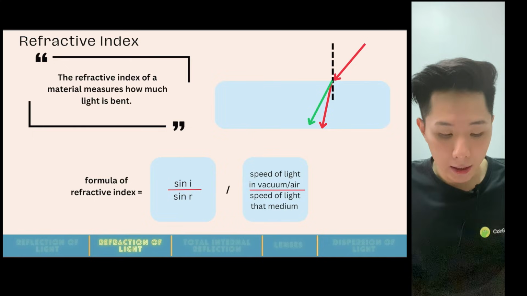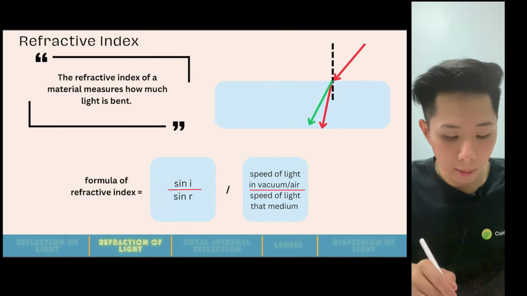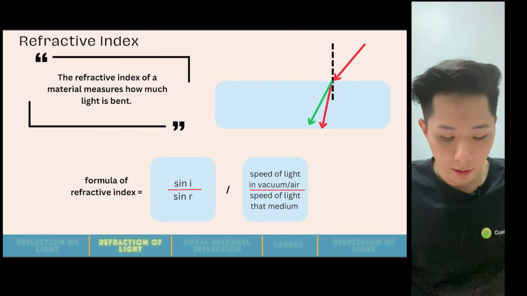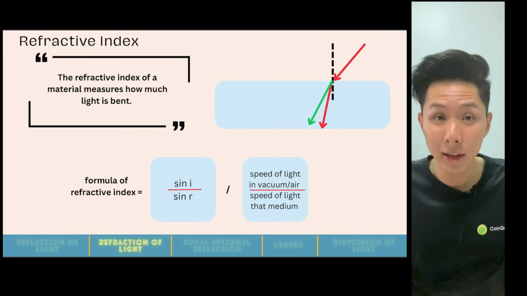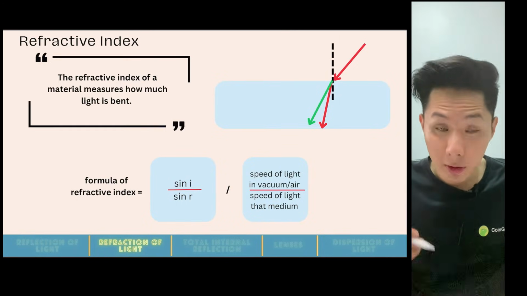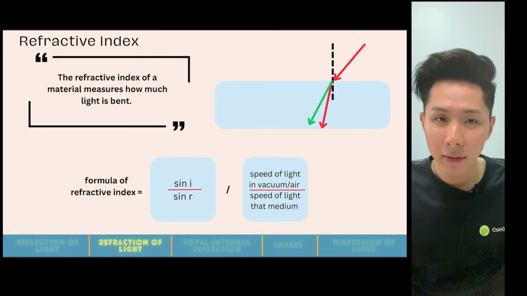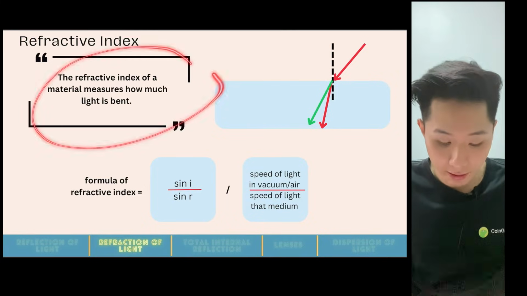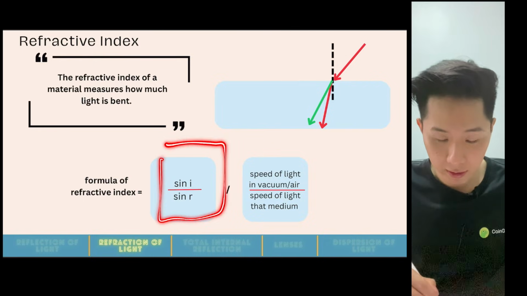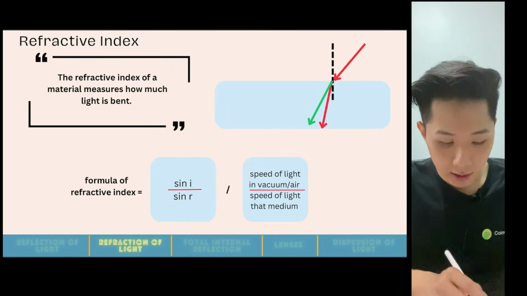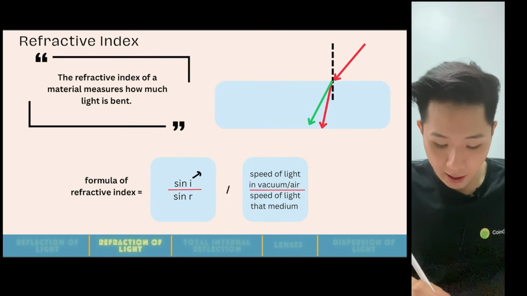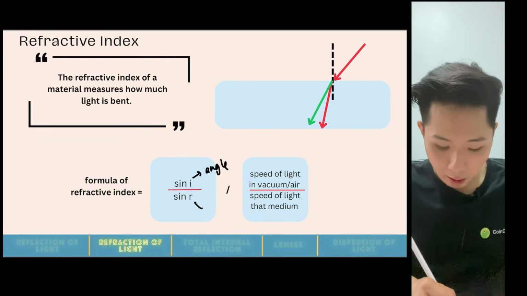And in this video, we also talk about the refractive index, which measures how much light is bent, because different materials are going to bend light differently. So in order to quantify how much a material can bend light, we have something called a refractive index, which can be calculated using the formula here, sine i over sine r, in which i is the incident angle, and r is the refractive angle.